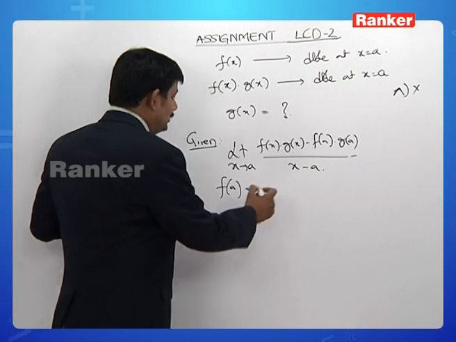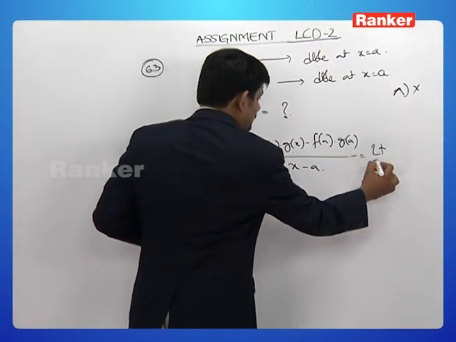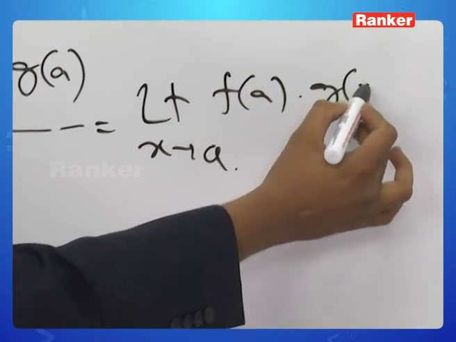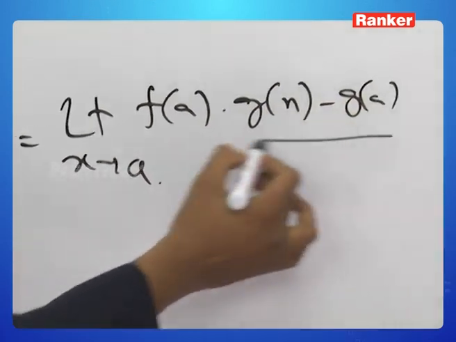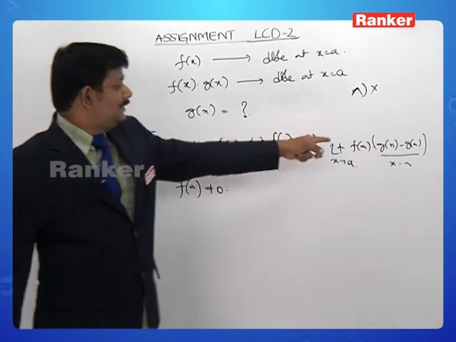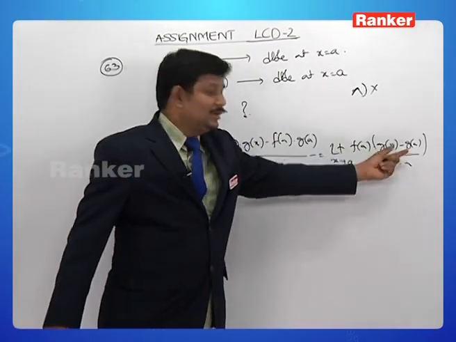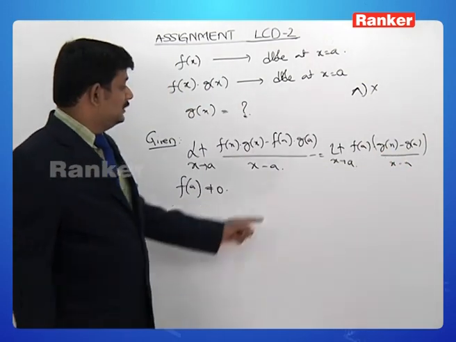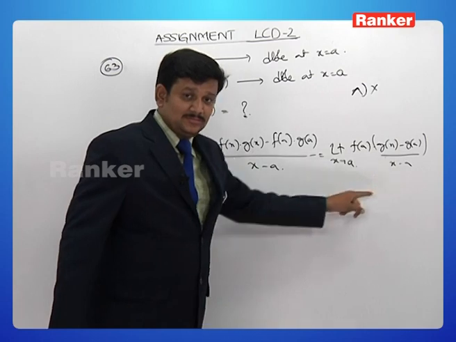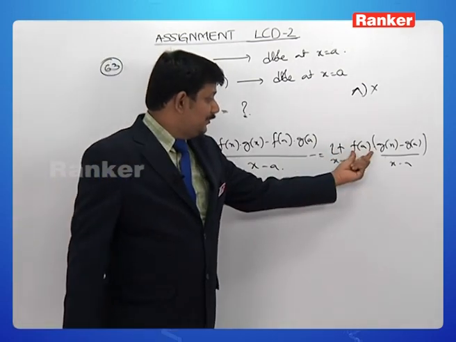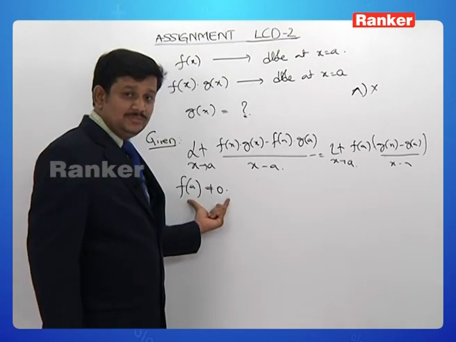So, we have the limit as x tends to a of f(a) times (g(x) minus g(a)) divided by (x minus a). If g(x) is behaving differently from g(a), the numerator is non-zero whereas the denominator is 0, so this limit does not exist, or it will be infinitely large, if f(a) is non-zero, which is what we have assumed.